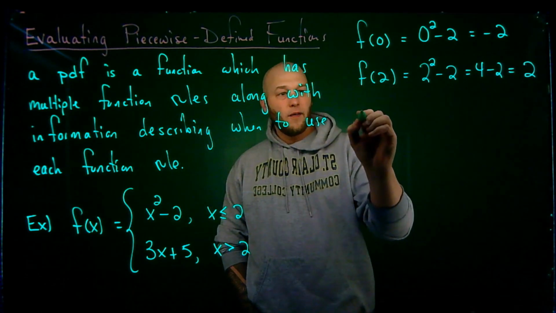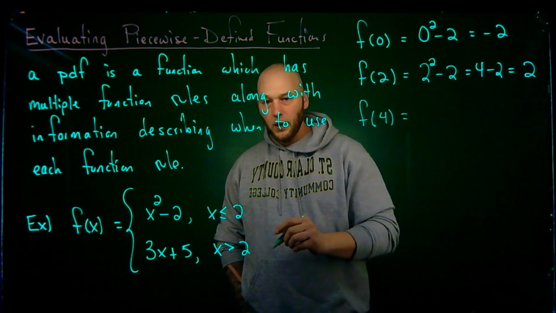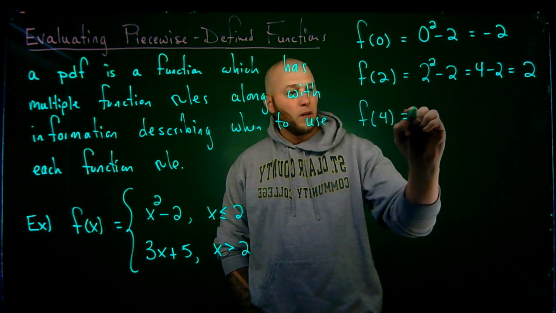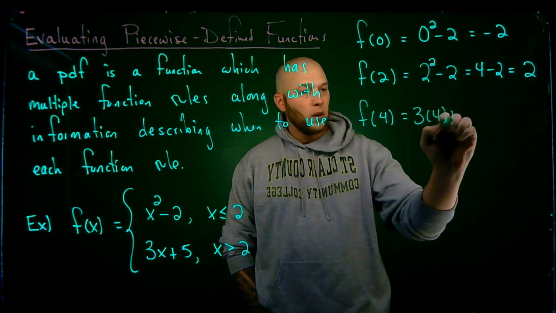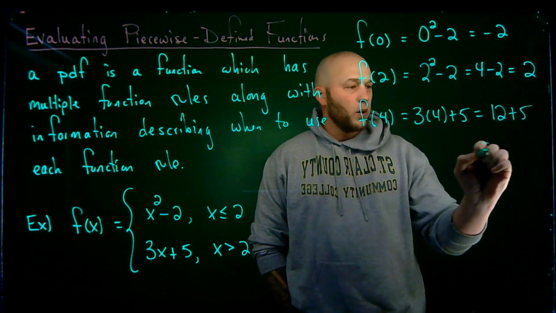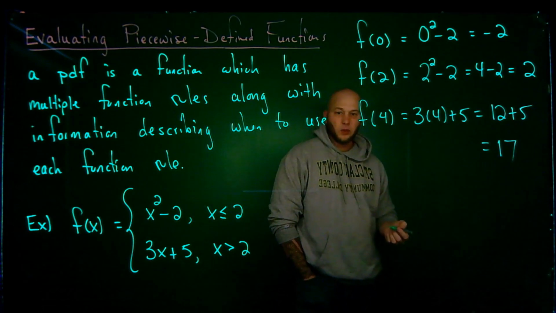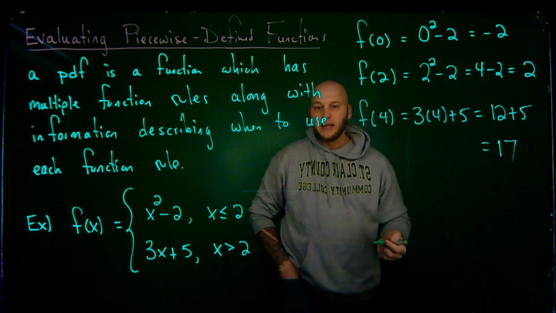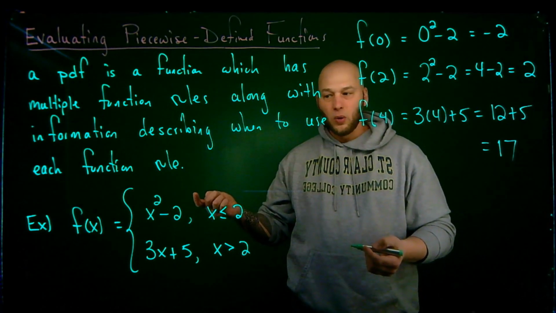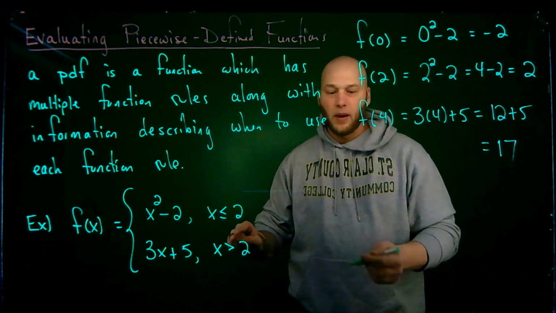Similarly, let's do f of 4. 4 is greater than 2, therefore I use the second function rule, giving me 3 times 4 plus 5, which is of course 12 plus 5, which gives me 17. Therefore, f of 4 is equal to 17. Notice I did not plug in any of these three cases x into both function expressions. I have to do only one of them.